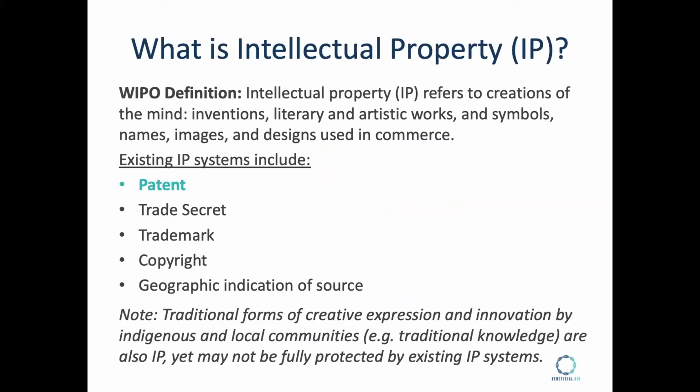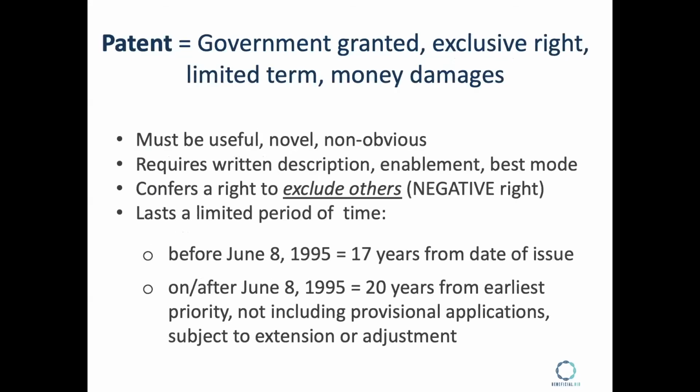Intellectual property, WIPO has a definition. It's creations of the mind, inventions, artistic works, images, designs. There are many IP systems. Patents is just one of the intellectual property systems that exist, but that's the one that we're going to focus on today. So patents are a government-granted exclusive right for a limited term, and if someone infringes your patent, you can receive money damages for that.